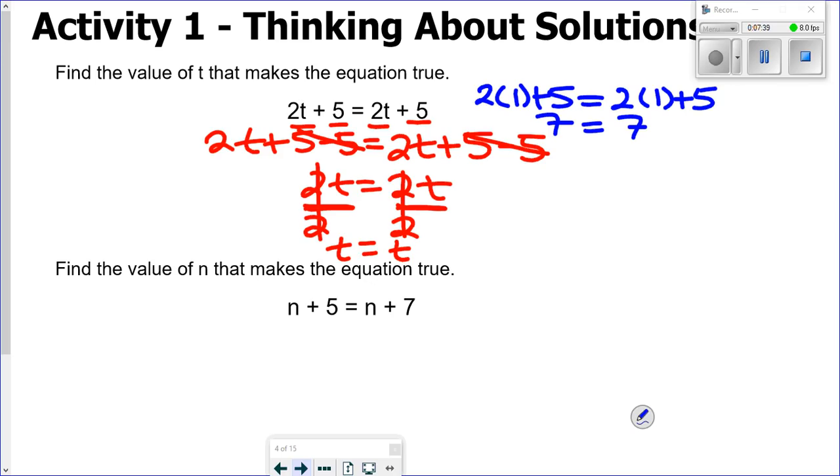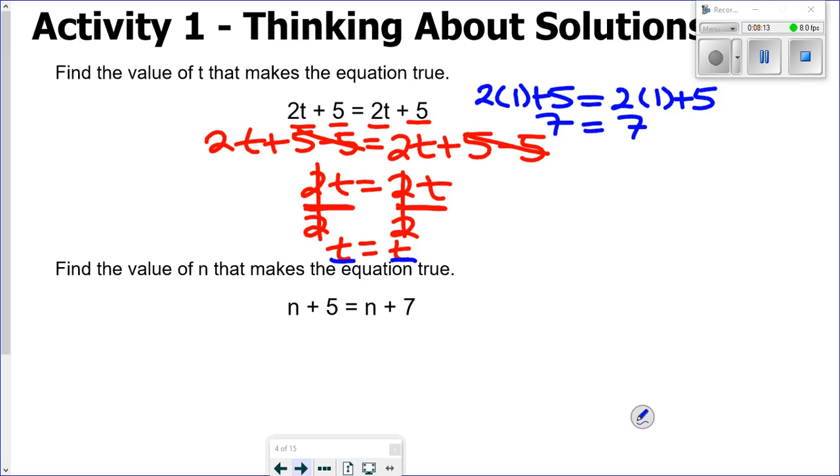Go ahead and pause the video right now and test a couple more values. You may want to try 0, you may want to try a negative integer like -3 or -5. So go ahead and pause now and try and test a couple more. Hopefully what you realize, no matter what number you tested in for t, they all hold true. 2t plus 5 will always be equivalent to 2t plus 5. Or, once we do the inverse operations, in the end, we get to t always equaling t, which is in fact always going to be a true statement.